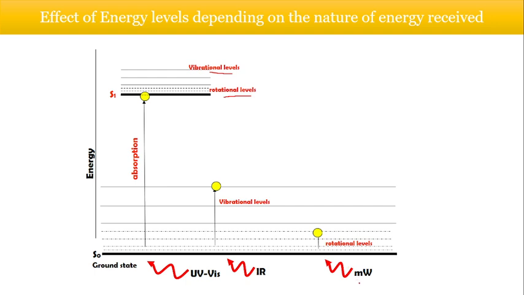And when we are providing microwaves, okay, then we can only reach up to the rotational levels. So depending on which of the levels we want to reach and for which particular state, we can comment on what type of radiation we want to provide. For example, if we want to move from the S0 to the S1 state, from the rotational level of S0 to the rotational level of S1 state, that is absorption. Then you have to provide UV visible radiation.